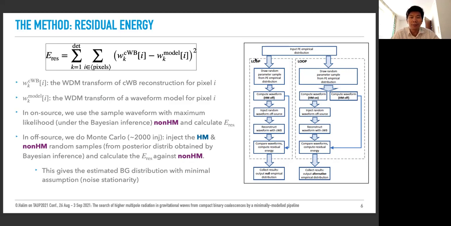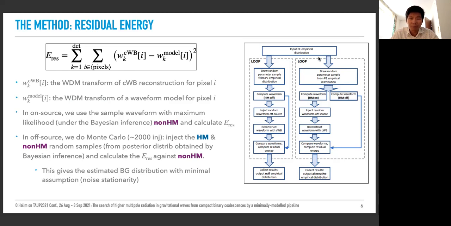Here is the diagram of the analysis, in which one loop is for the null empirical distribution, meaning that we take a random parameter sample from the distribution, and then we compute the waveform without higher mode, and then we inject it in CWB. We reconstruct, and then from this reconstruction, we calculate the residual energy back to the without higher mode waveform, and then we have the null distribution, of course. And then we do this 2000 times, basically.